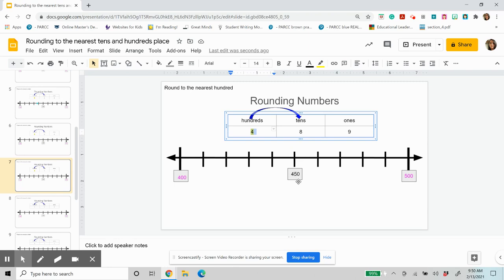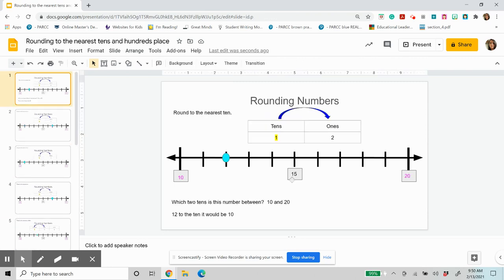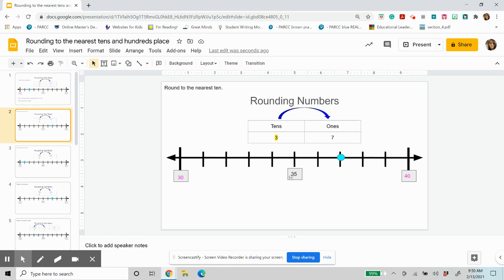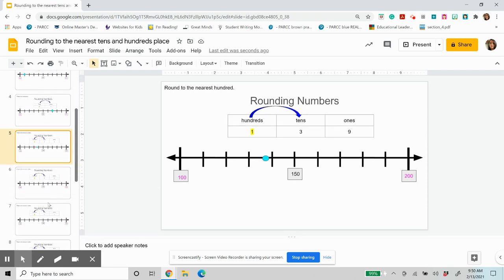And if we notice, that's why we can do that little trick. 15 was the middle number here. 35 was here. 85 was here. 55 was here. Right? 150 was here. 350. Now we're at 450. So see, that's why the 5 is the deciding factor. And we can say, 5 or higher, you move up. And if it's below, the number stays the same.